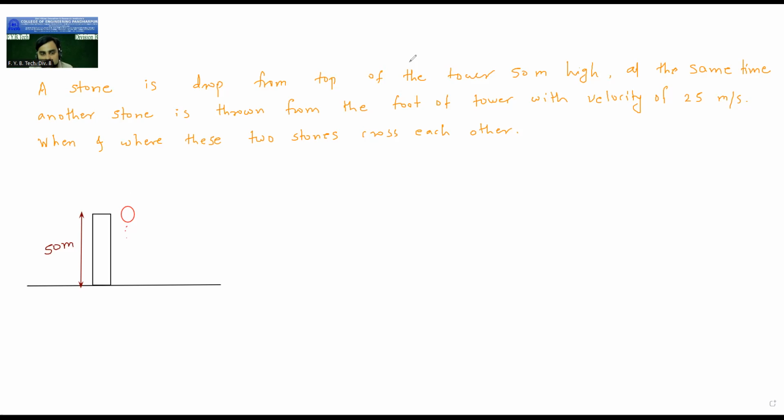And this is the second stone, which is thrown vertically upward with an initial velocity of 25 meter per second. It is thrown in this direction. So the question is when and where they will cross each other. Suppose at this point they will cross each other.